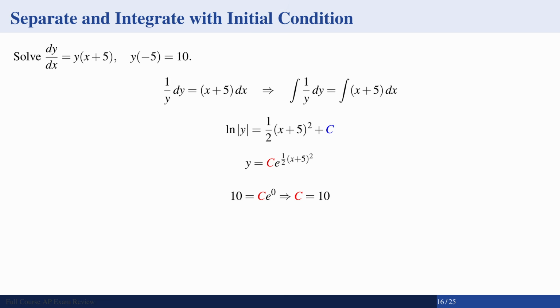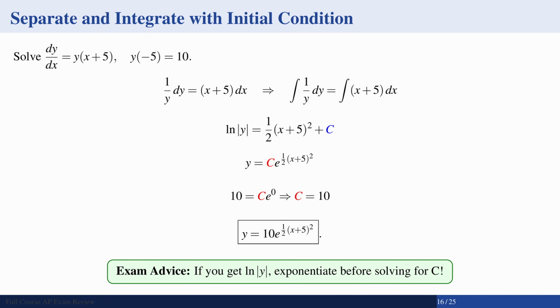Now we just need to solve for c, so we take negative 5, 0, and sub it in. We sub in 10 for y. We get 10 equals c e to the 0, because 1/2 times negative 5 plus 5 is 0. E to the 0 is 1, which means c is 10. So our answer is y equals 10 e to the 1/2 quantity x plus 5 squared.